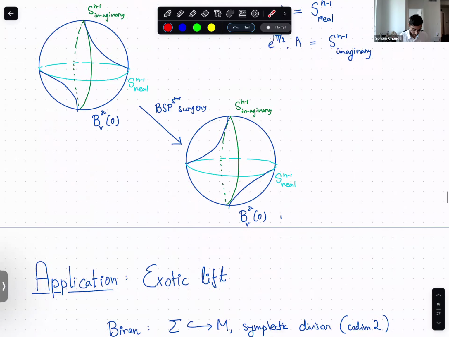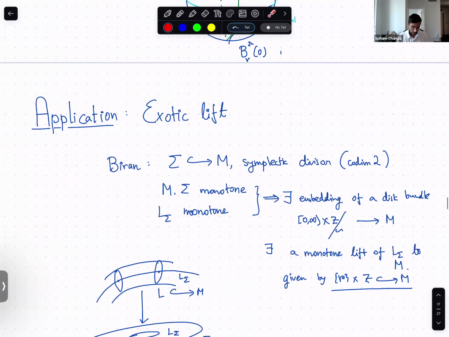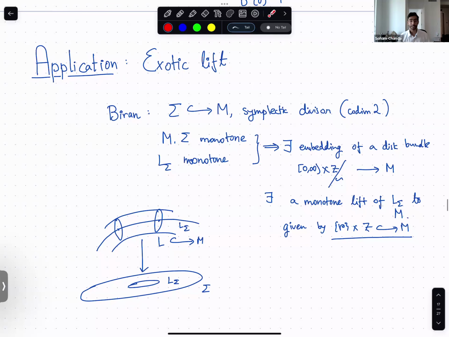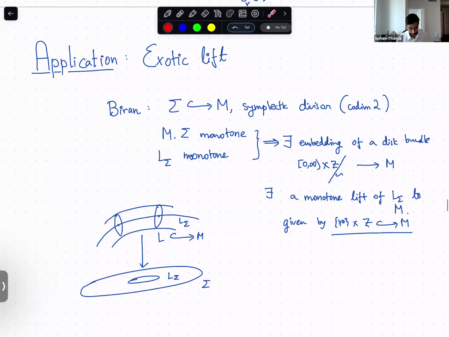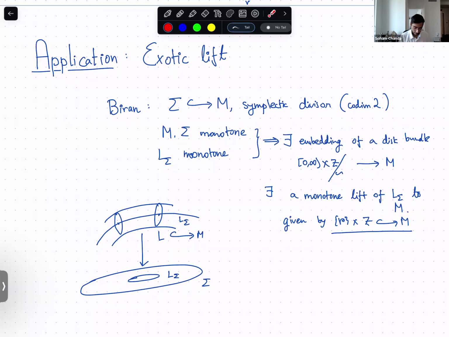Okay, so now let's talk about how to do this exotic circle bundle lift. So what Biran did was, if you start with sigma, a symplectic divisor in some monotone symplectic manifold, so M, sigma monotone, and sigma is of dimension 2n. And let's say you have a L sigma, which is a monotone thing lying inside the divisor. Biran showed that there is an embedding of a disk bundle.